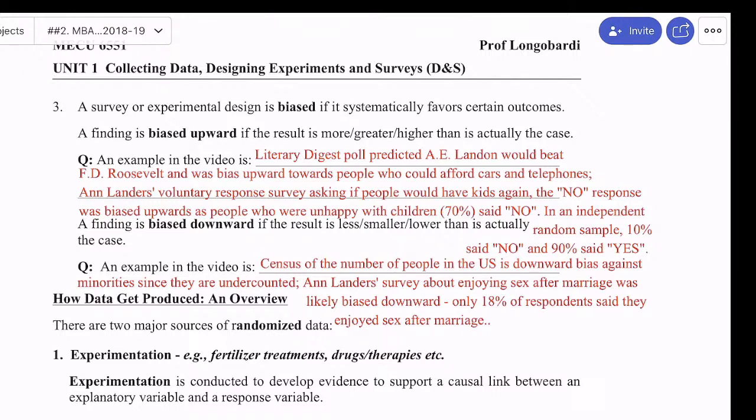Examples would be people were less likely to say they enjoyed sex after marriage. Only 18% of respondents said they enjoyed it. So there, it's low, downward biased against the statement. So the number is 18%, but that's not in fact true. That's just because, again, disgruntled people are writing in.